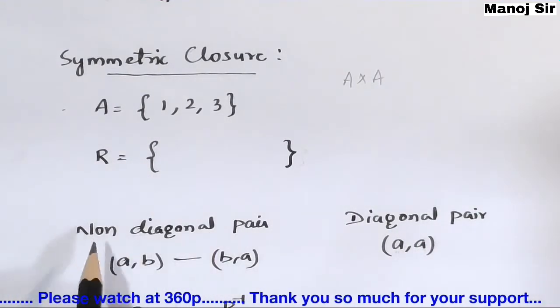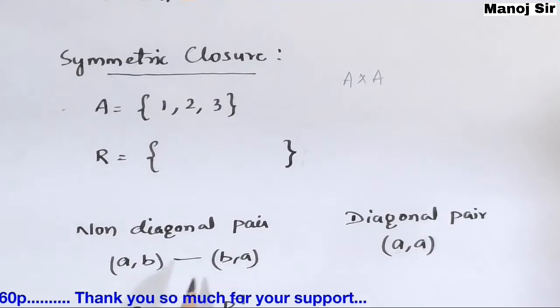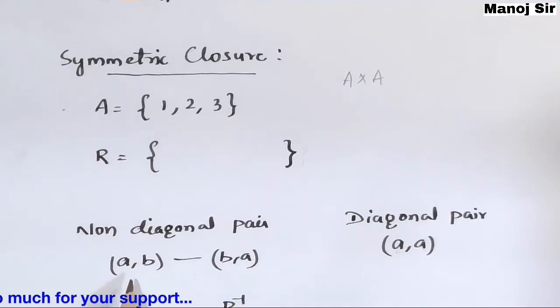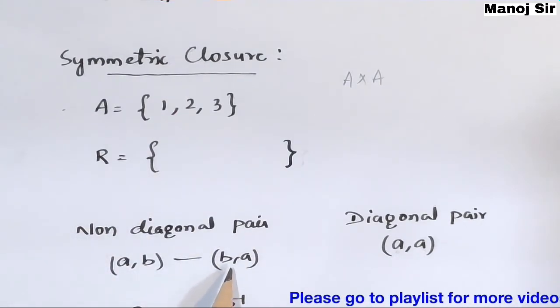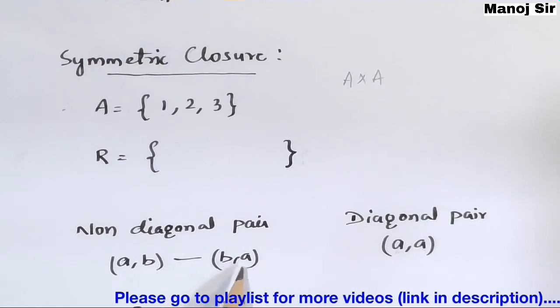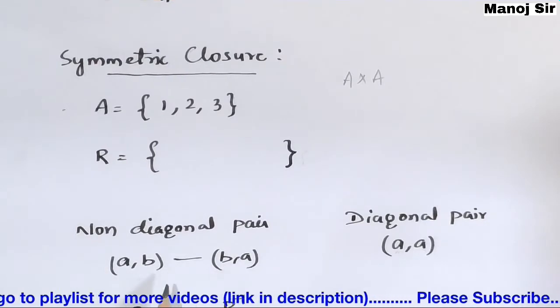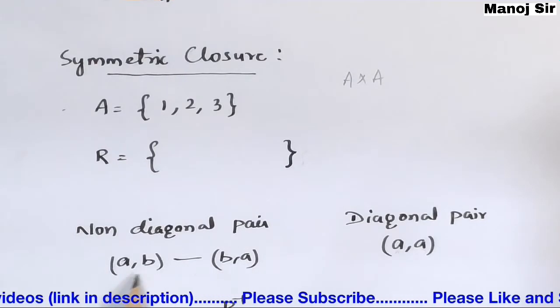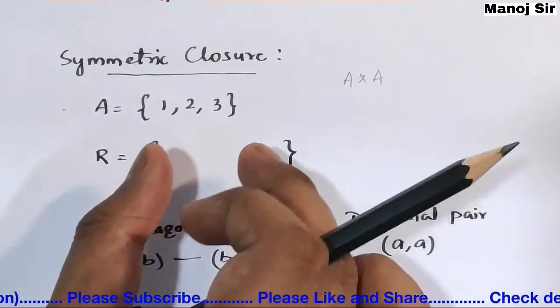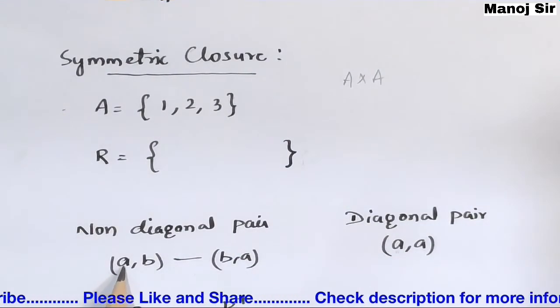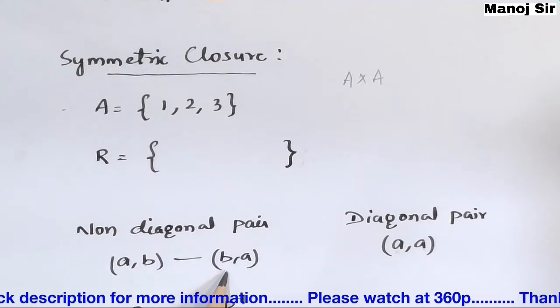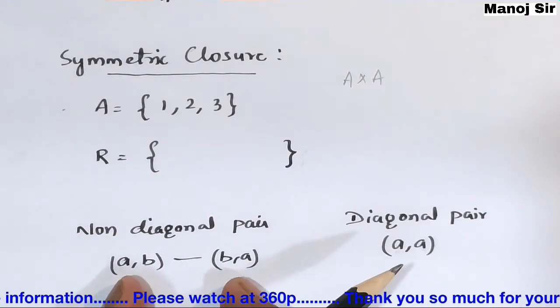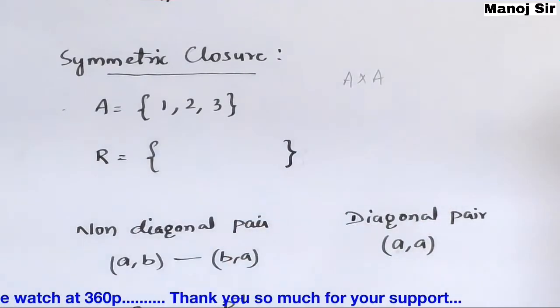But if you take non-diagonal pairs, if you have the pair A comma B present in that relation, then the pair B comma A has to be there, because B comma A is the symmetric pair of A comma B. So both must be present in that relation. Let's say A equals 2 and B equals 3. Then here we have 2 comma 3, and the symmetric pair would be 3 comma 2. So both 2 comma 3 and 3 comma 2 have to be there.